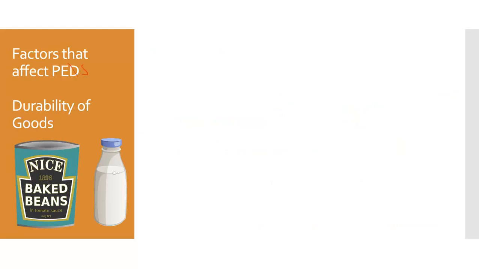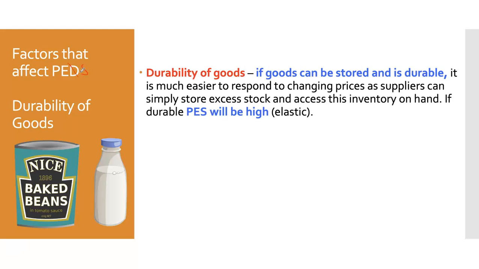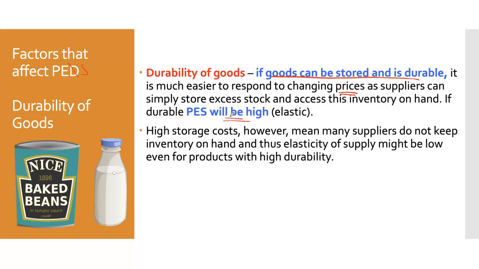The final one is durability of goods. The durability of goods is all about whether the goods can be stored and are durable. It is much easier to respond to changes in prices for durable goods, as suppliers can just have lots of excess stock that they look after. In this case, they will be able to increase the supply in the market because they already have it on hand if it's durable, so they will be able to increase the supply due to price increases, and price elasticity will be high if the goods are durable.